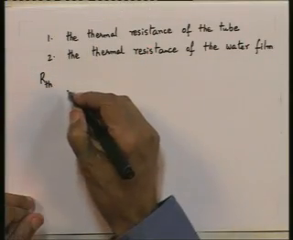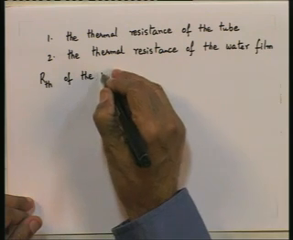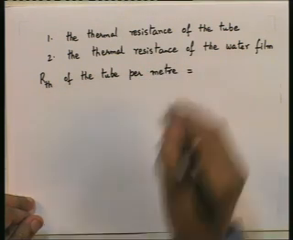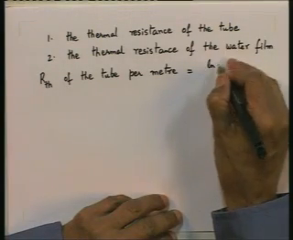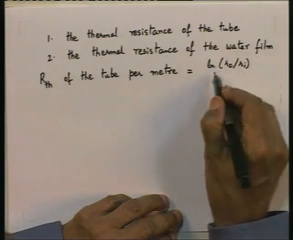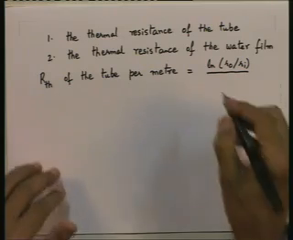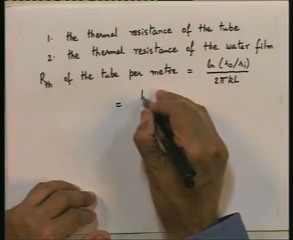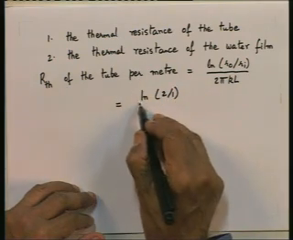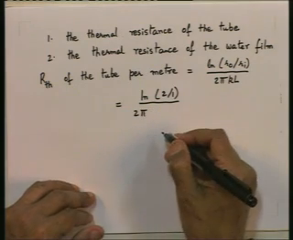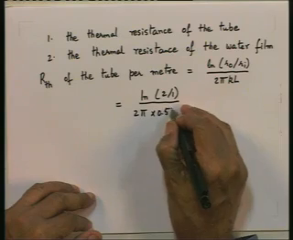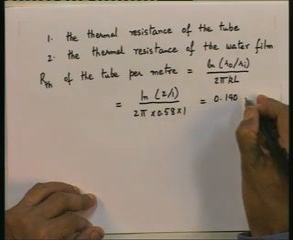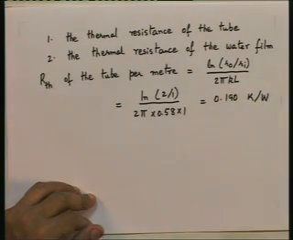RTH, the thermal resistance of the tube per meter, is equal to log to the base e of Ro by Ri divided by 2 pi K L. If you substitute the given data, that is log to the base e of 2 by 1, divided by 2 pi into 0.58, the same thermal conductivity as earlier, into a meter length 1, that comes to 0.190 Kelvin per watt.